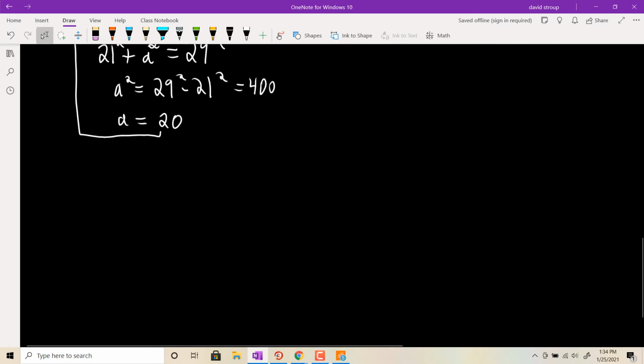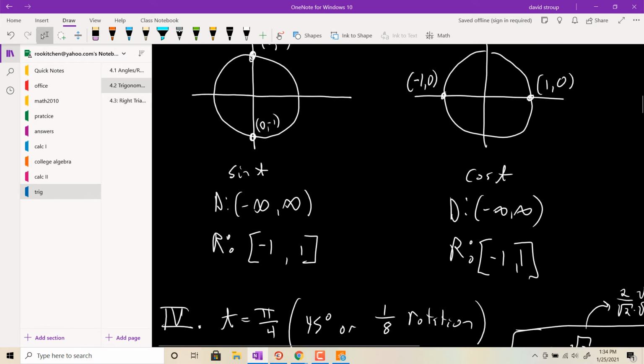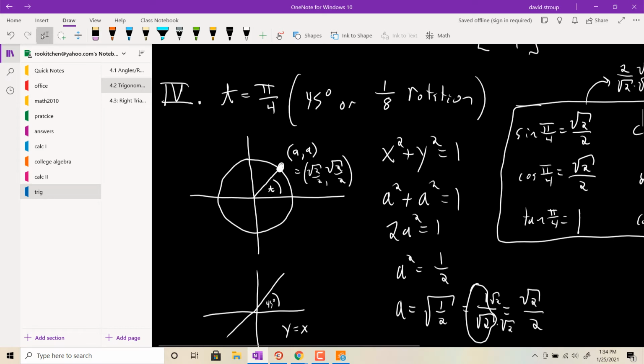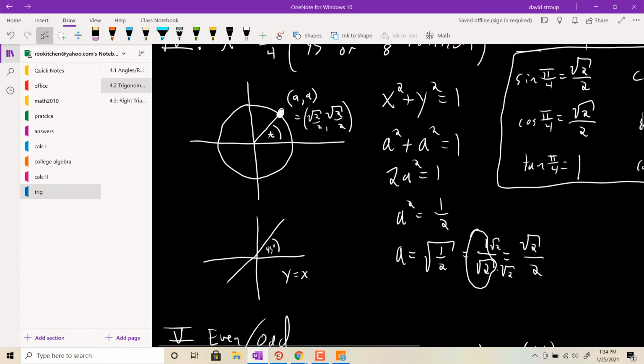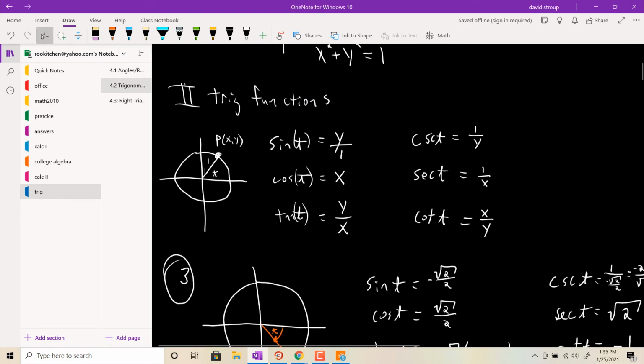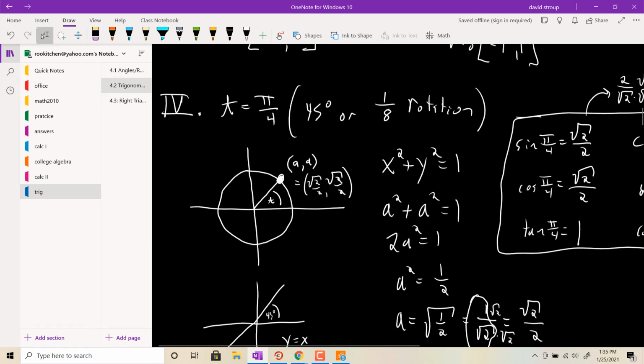Okay, so before we kind of figured out the special angle pi over 4 somewhere, yeah, right here. Okay, and we were able to kind of get that using the formula for the circle, x squared plus y squared equals 1, and then by noting that the diagonal is the line y equals x, we were able to kind of put in a and then solve out, and then use our x and y definitions of the trig functions above to figure out that the sine of pi over 4 is root 2 over 2.